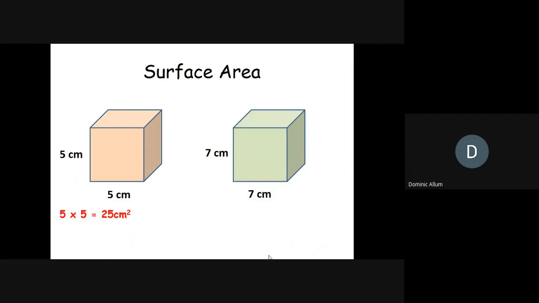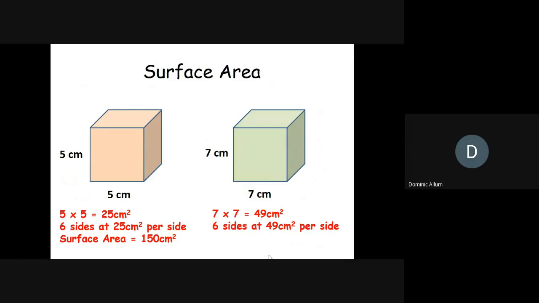So the first solution, I have a face which is 5 by 5, giving me 25 centimeters squared. I have 6 of those at 25 centimeters squared each, giving me a grand surface area of 150 centimeters squared. I should be showing exactly the same method for the 7 centimeter one. 7 by 7 is 49 centimeters squared. 6 lots of those is 294 centimeters squared.